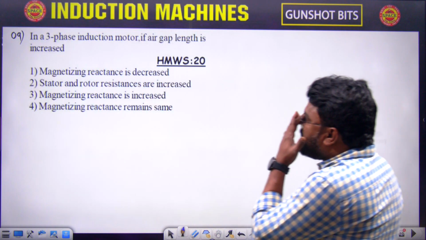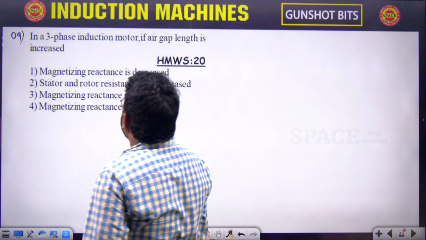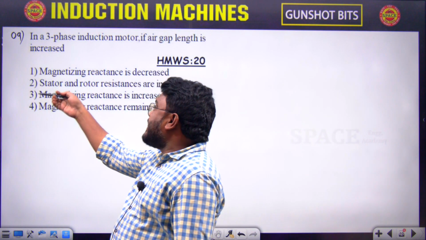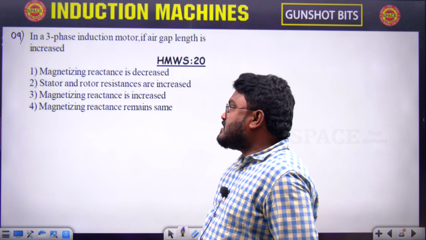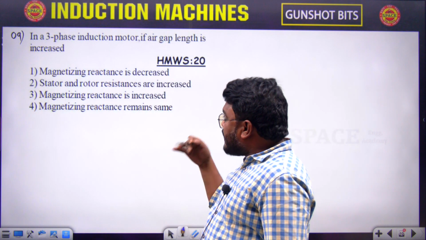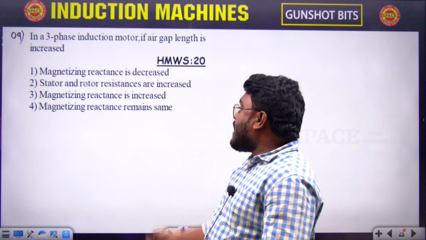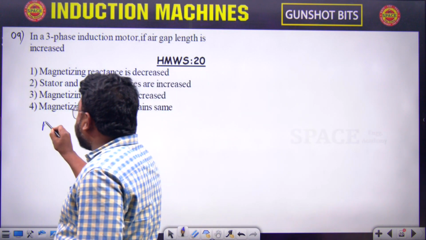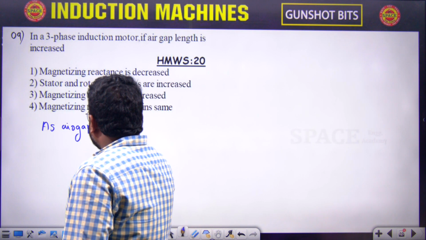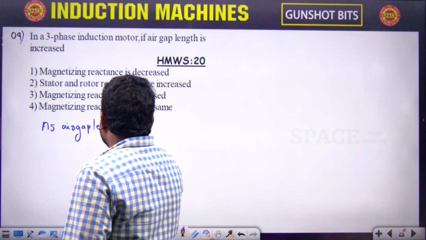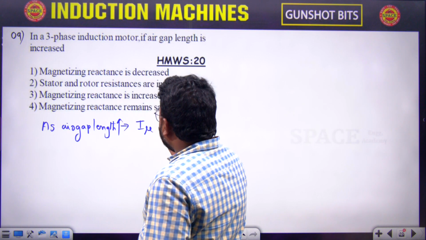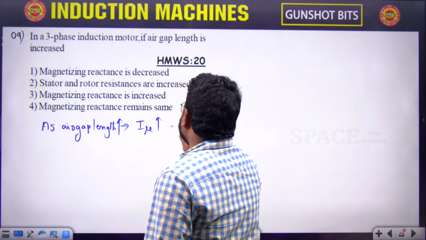And next let us solve question number 9. In a 3-phase induction motor, if the air gap length is increased, then what will happen? Option 1, magnetizing reactance is decreased and the stator resistance is increased; magnetizing reactance is increased; and magnetizing reactance remains the same. As the air gap length between the stator and the rotor is increased, the magnetizing current of the motor increases.